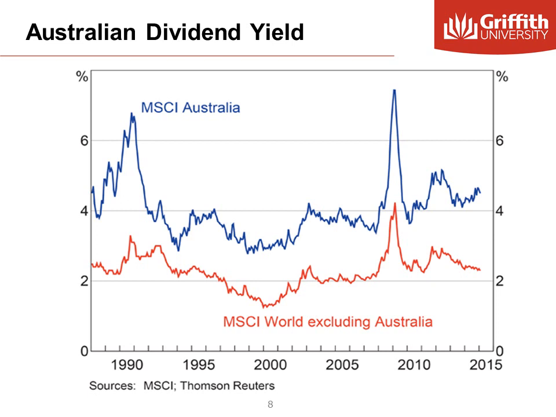As of January 2015, the Australian dividend yield was 4.45% in comparison with the rest of the world, which sits at just over 2%.